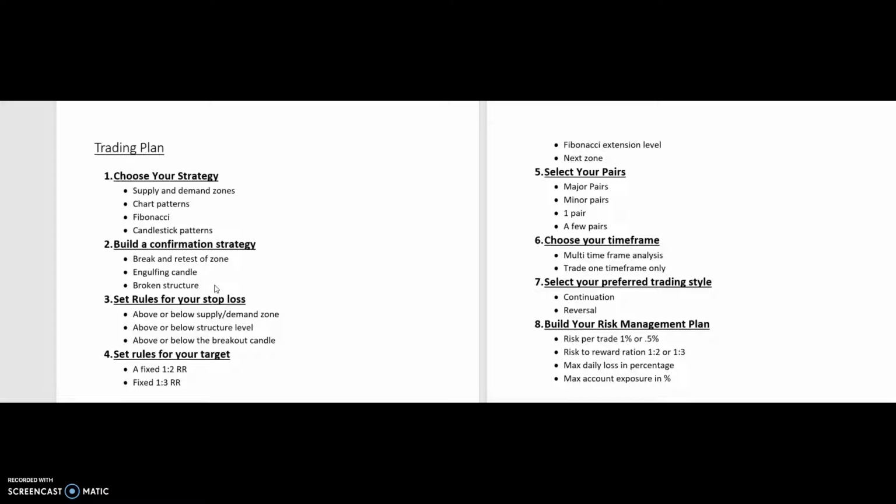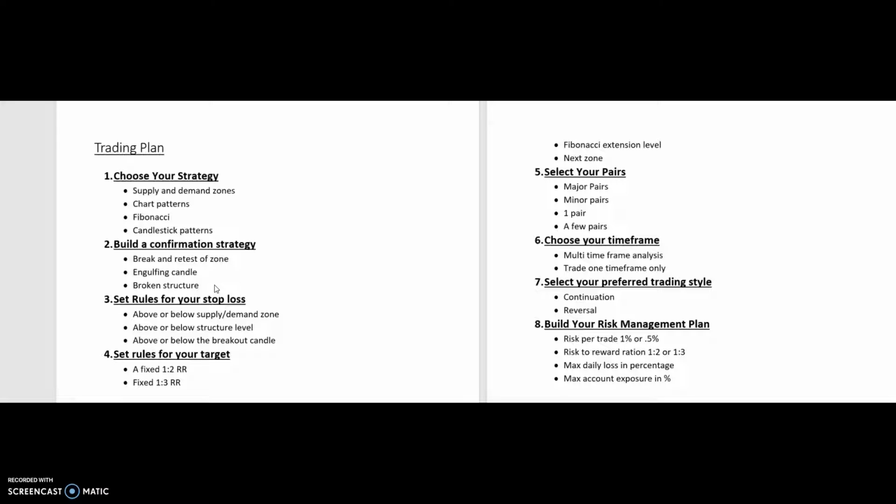So the way I set rules for my stop loss is I put it above or below structure levels. So once it forms a lower low or a lower high, I put it right above the lower high. If I'm in a sell, if I'm shorting the market, I put it above a lower high, and below a higher low if I'm longing the market. So I put it above or below structure level.